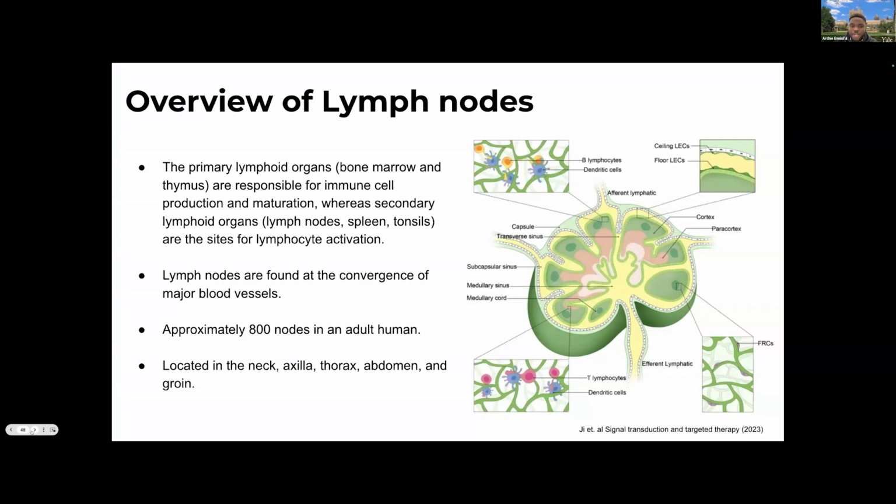Lymph nodes are secondary lymphoid organs, and these are the sites for lymphocyte activation. Typically, they're found at the site of the convergence of major blood vessels. So for example, in the human body, you can find these in the neck or the axilla or the thorax or other parts of the body as well. It has a very defined anatomical structure, but I won't go into too much detail. There are very defined regions where you find B cells and T cells and other immune cell types.